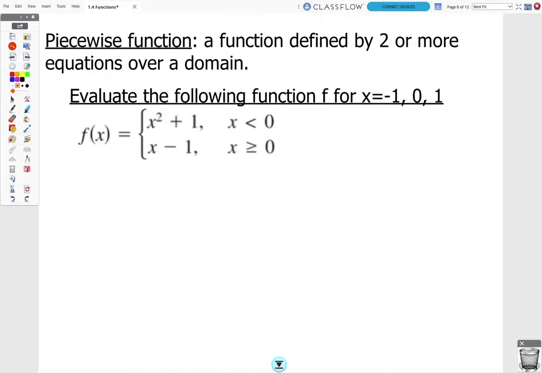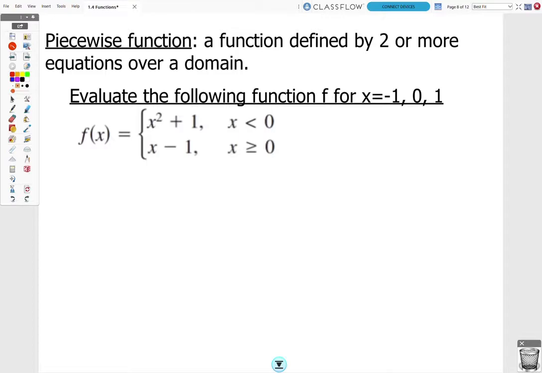The next thing we are often asked to do when it comes to functions is to put more than one function together. A function that is defined by two or more equations over a given domain is what we call a piecewise function. That is, it's in pieces.